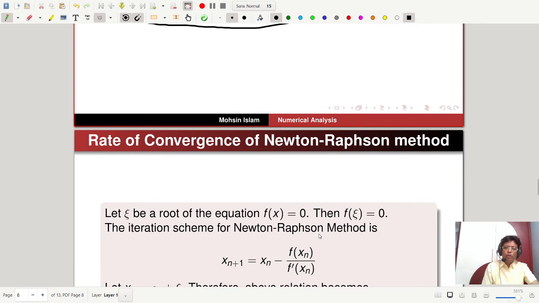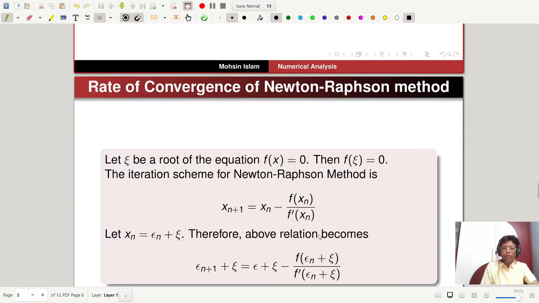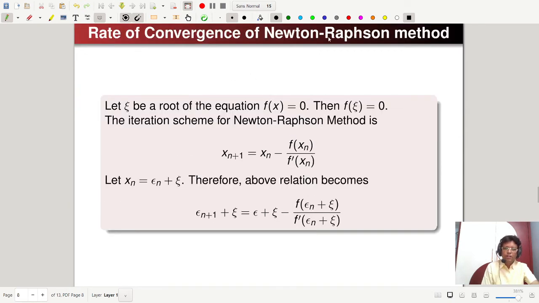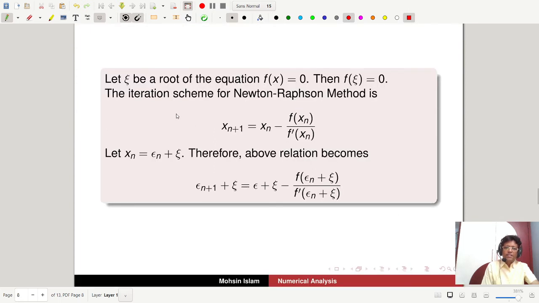Now let us calculate the order of convergence of the method. Let xi be a root of the equation f(x) = 0. Then f(xi) = 0. Now the iteration scheme for the Newton-Raphson method is xn+1 = xn minus f(xn) by f'(xn). Right? Let xn = epsilon n plus xi.